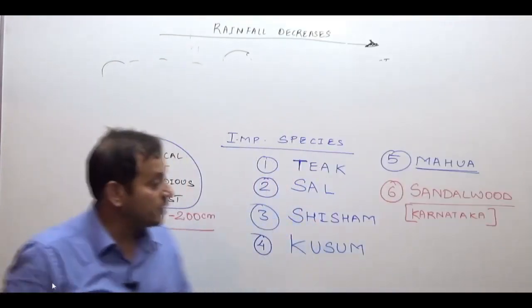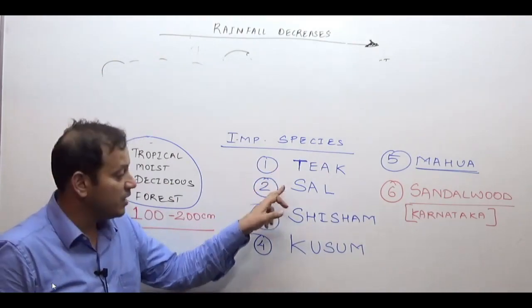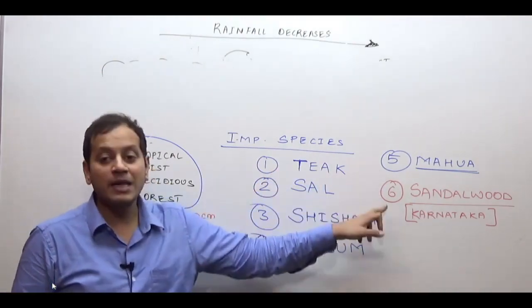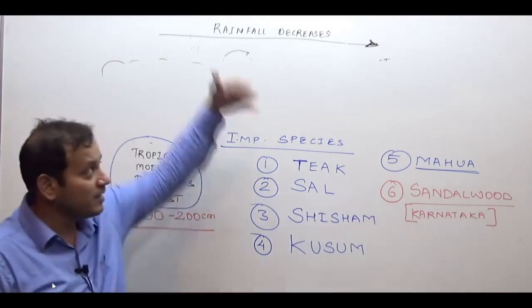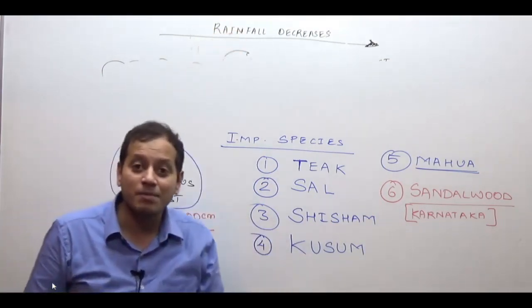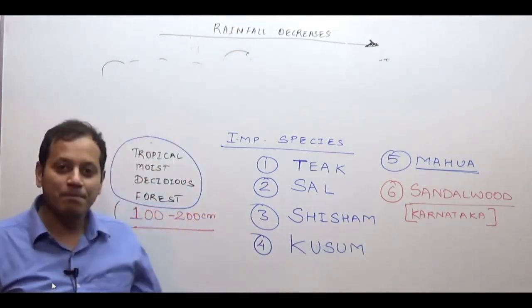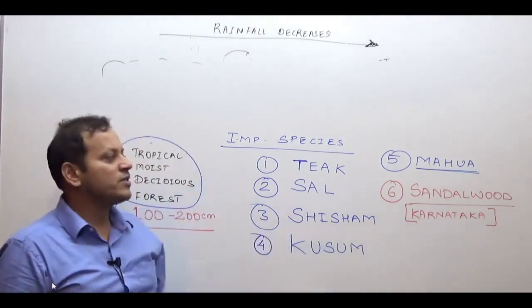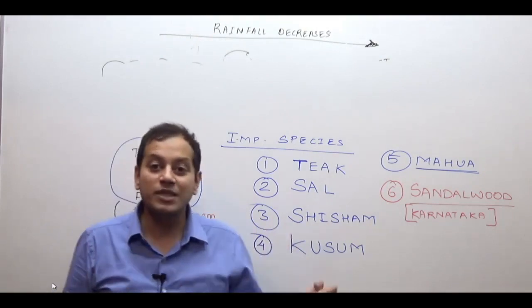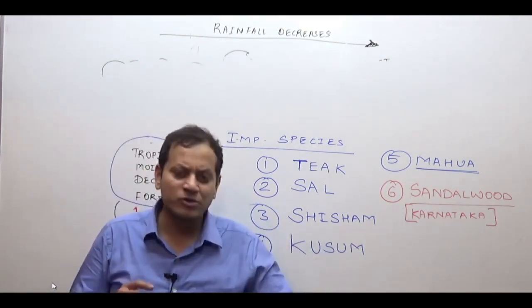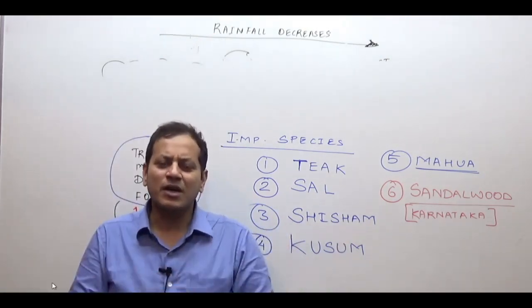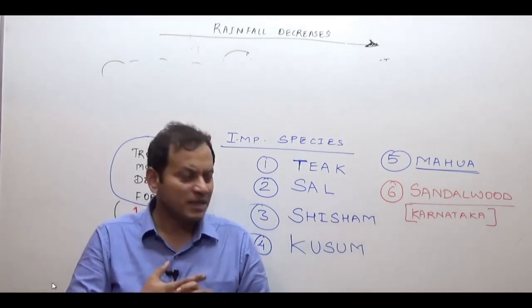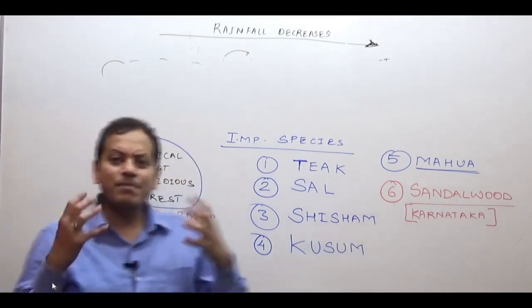The important species here are teakwood, sal, shisham, kusum, mahua and sandalwood. Sandalwood, in which part? In the northern part of India or in the southern part of India? Where was Veerappan? In the state of Karnataka, to some extent in the state of Kerala, but the sandalwood is mostly in the state of Karnataka. Endemic to Karnataka. Now it has spread to many parts, but the sandalwood is an endemic plant.